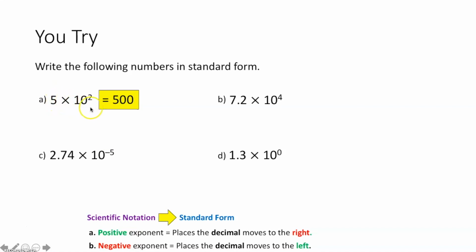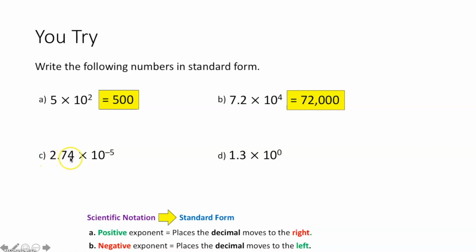Here, 7.2 times 10 to the 4th. I'm going to take this decimal and I'm going to move it. Since it's a positive exponent, I move to the right. So I'm going to go 1, 2, 3. And any place I move where there isn't a number, I put a 0. So it's going to be 72,000.